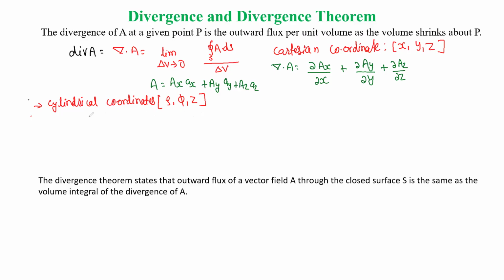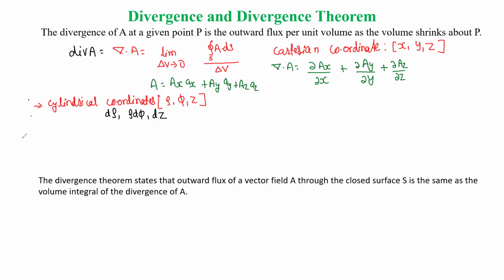what are the sides, what are the edges there, that we are going to represent in the form of the differential elementary volume, how we are going to calculate. So for that, what are the sides of that cube or cuboid that we are going to consider? We write them as d rho, then rho d phi, then dz. These are the three edges of the cuboid.